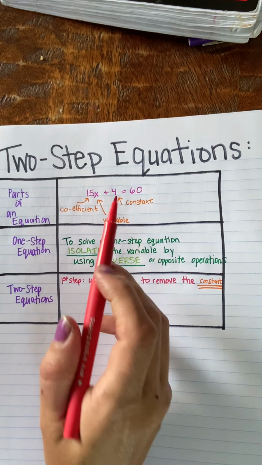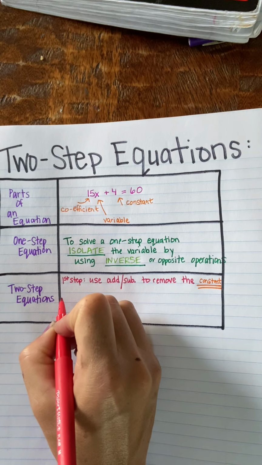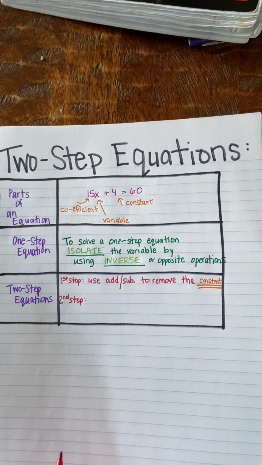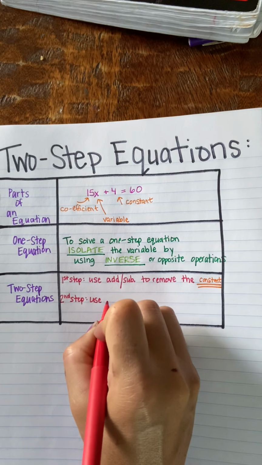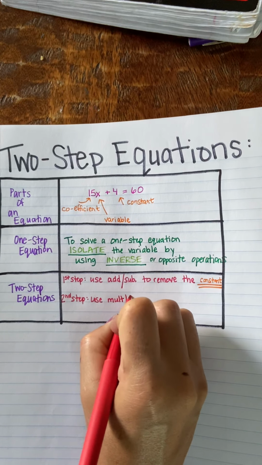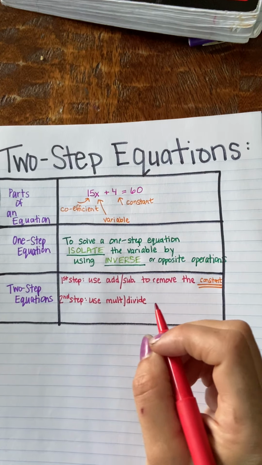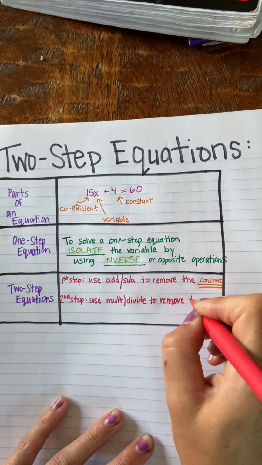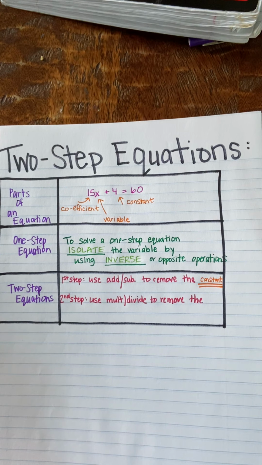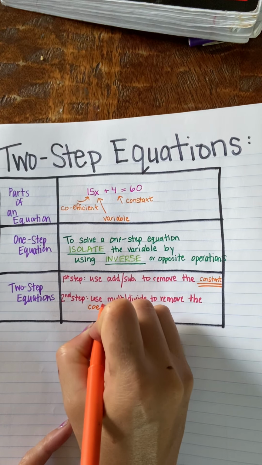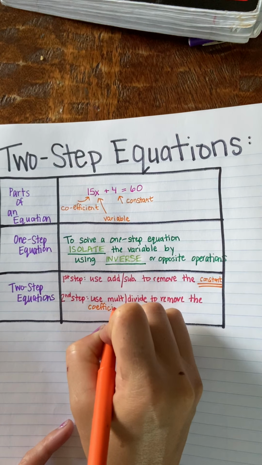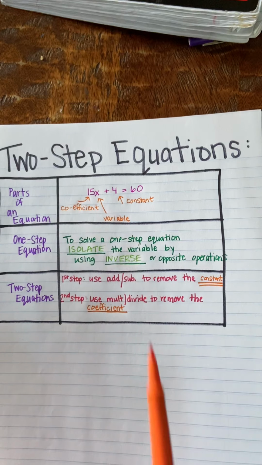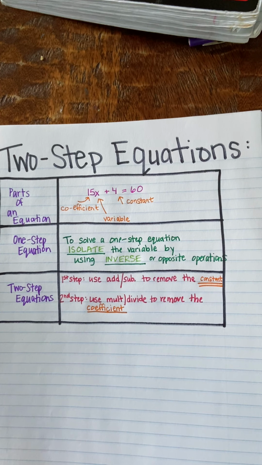So after we've done that, we're going to do our second step. And that is to use multiply or divide to remove the coefficient. And that is the number that is next to the variable. So we have to multiply or divide.